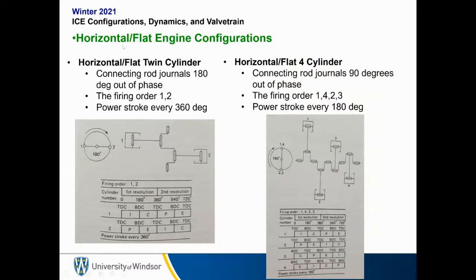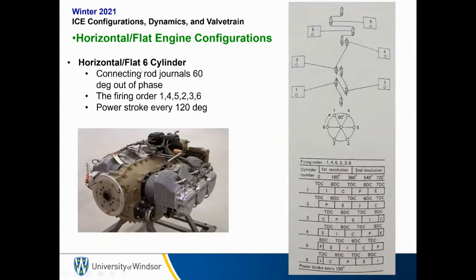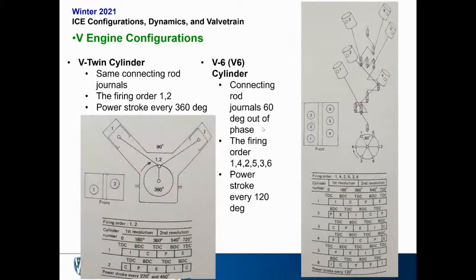Okay, so now we're going to look at horizontal or flat engine configurations. So we have the flat twin cylinder or flat 4-cylinder. We have the flat 6-cylinder, which is actually more common in aviation engines. And then we have the V engine configurations. We have the V twin cylinder. We have the very, very common V6. Notice we don't even mention V4 because that's not a common engine configuration at all.